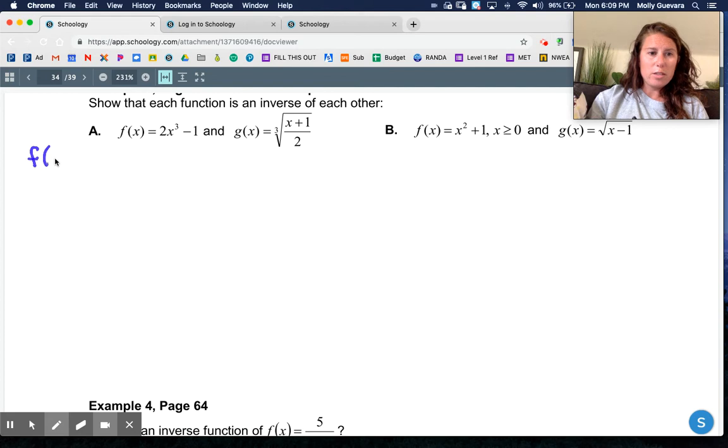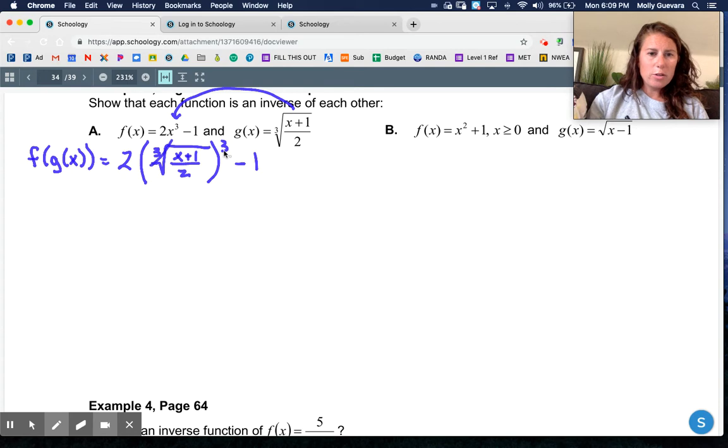So I'm going to start by plugging g into f. So again, this is going in right there. So I have 2 times, and then instead of x, I have the cube root of (x plus 1 over 2), cubed, minus 1. So all I did was replace x with g of x.